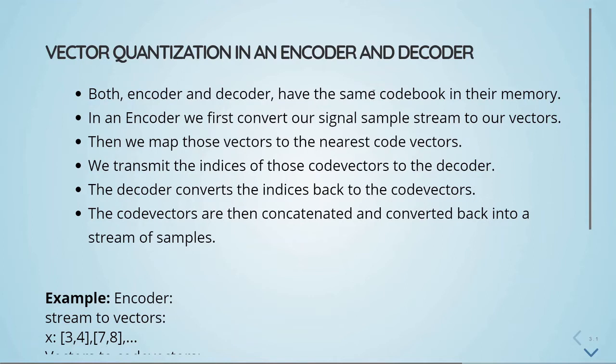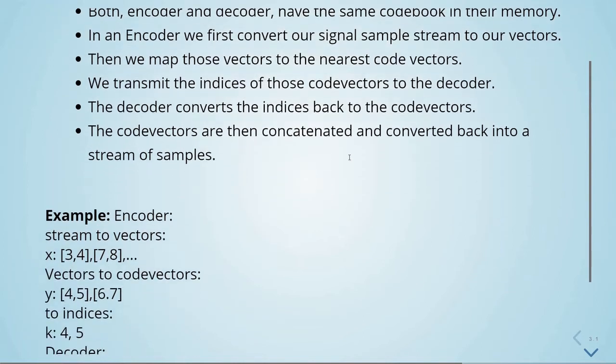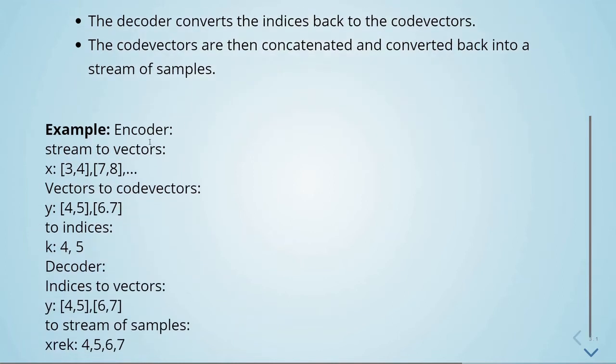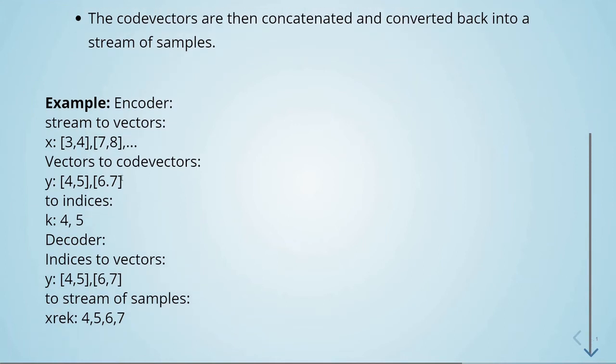So taking a look at vector quantization in an encoder and decoder system, both the encoder and the decoder have the same codebook in their memory. In the encoder, we first convert our signal sample stream to vectors. Then we map those vectors to the nearest code vectors. Then we transmit the indices of those code vectors to the decoder. The decoder converts the indices back to the code vectors, and the code vectors are then concatenated and converted back into a stream of samples. So in the encoder we have stream to vectors, vectors to code vectors, to indices; then in the decoder, indices to vectors, and then vectors to the stream of samples.